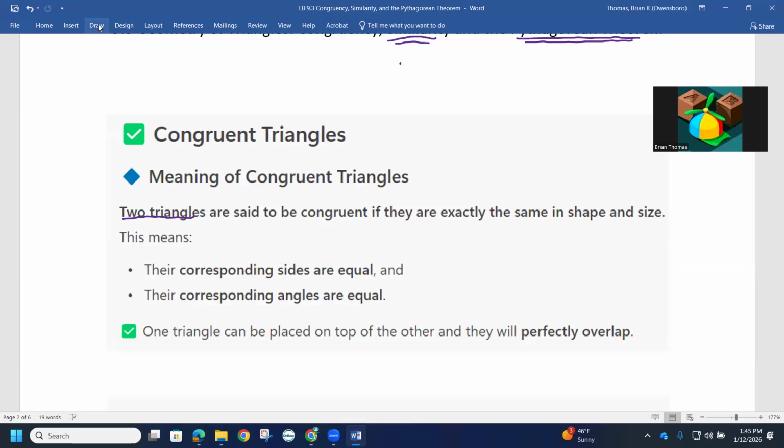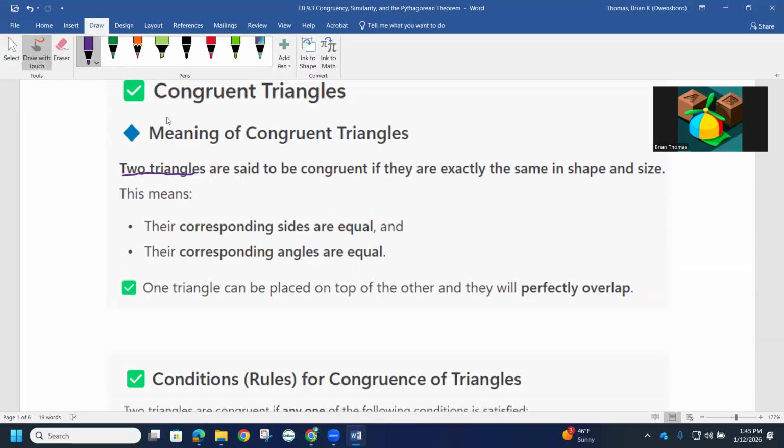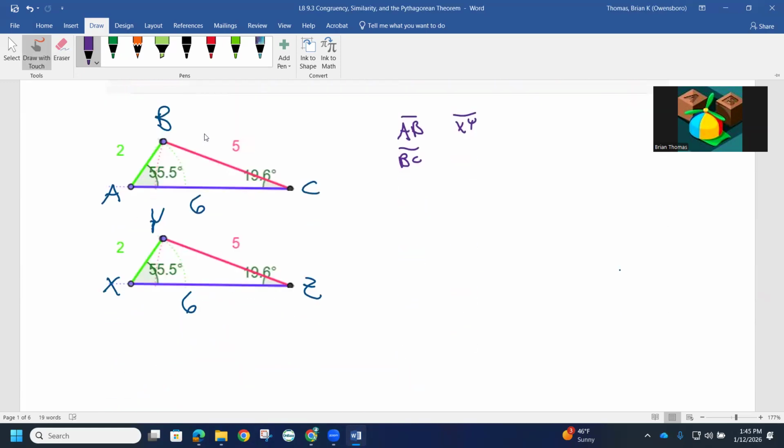My eraser just doesn't seem to want to work here. It jumps around on me. Every time I erase, something happens. So I need to be patient with my eraser.